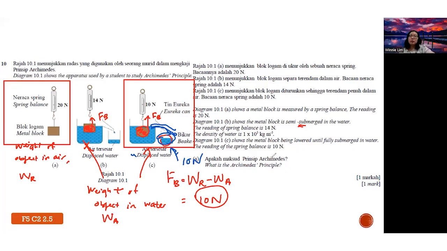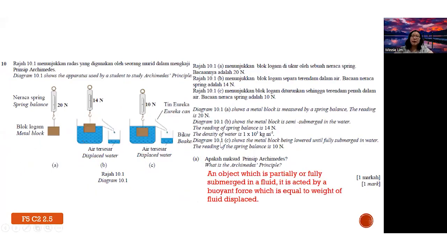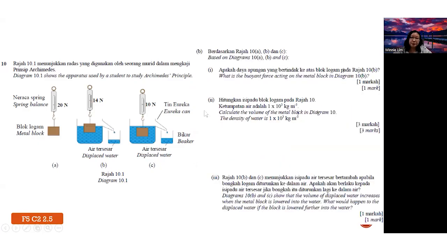So the general idea or the keywords of Archimedes principle is that buoyant force is equal to the weight of liquid displaced. But for the full definition, when we talk about Archimedes, we always say an object which is partially or fully submerged in a fluid is acted on by a buoyant force which is equal to the weight of the fluid displaced. Fluid means gas or water. So this is the concept of Archimedes principle.